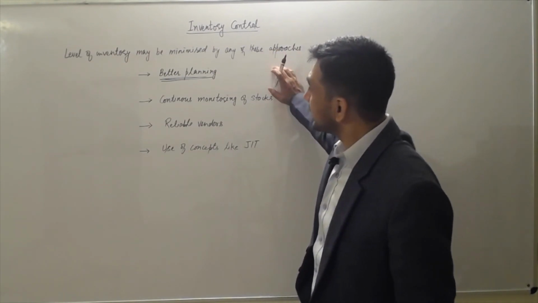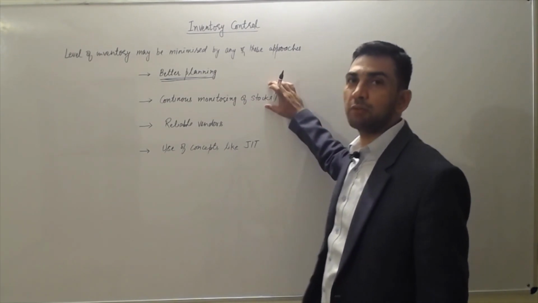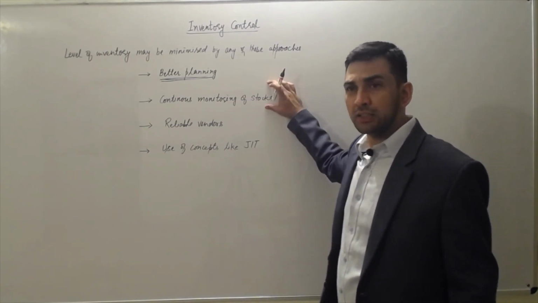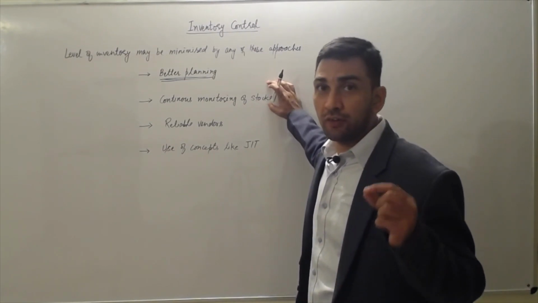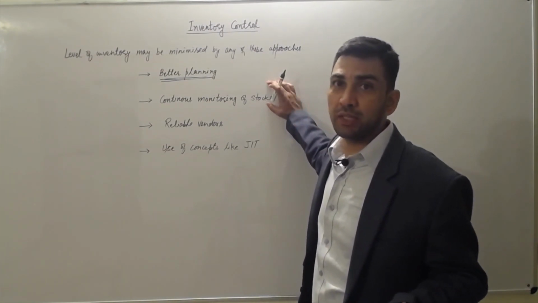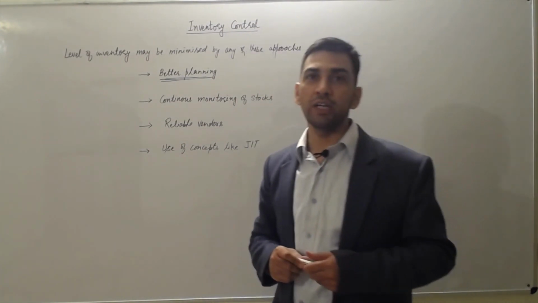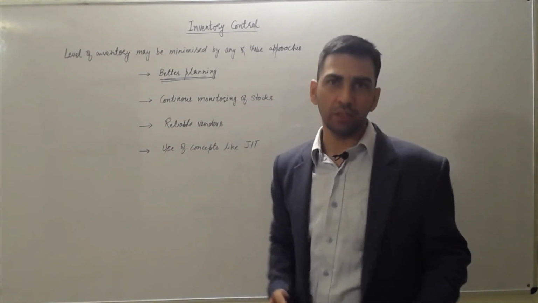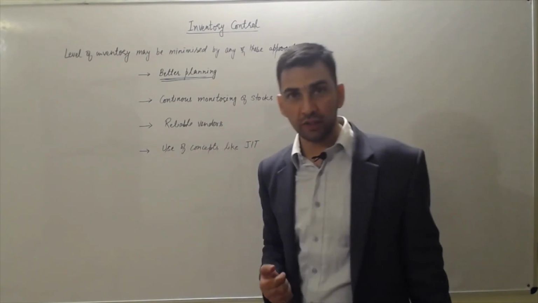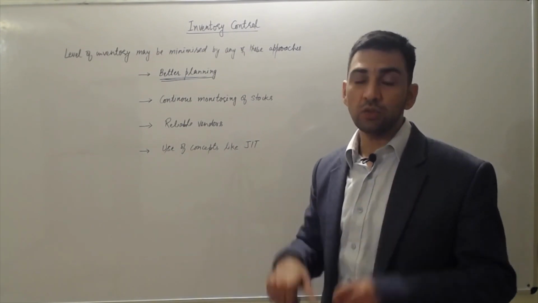Then another method is the continuous monitoring of the stocks. See, in industry you have many parts, so you must frequently check how much is actually in your stock. Sometimes it may happen that you have wrongly calculated things, and once you have wrongly calculated, obviously the requirement that you are going to place for those parts will be more. So in that case you could have more stocks.